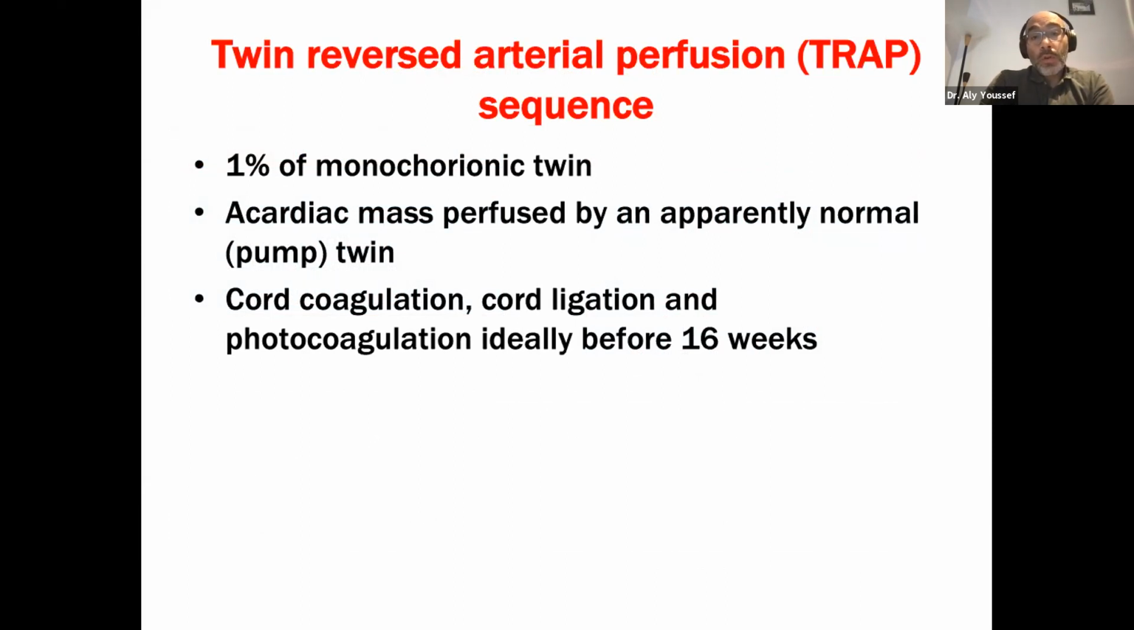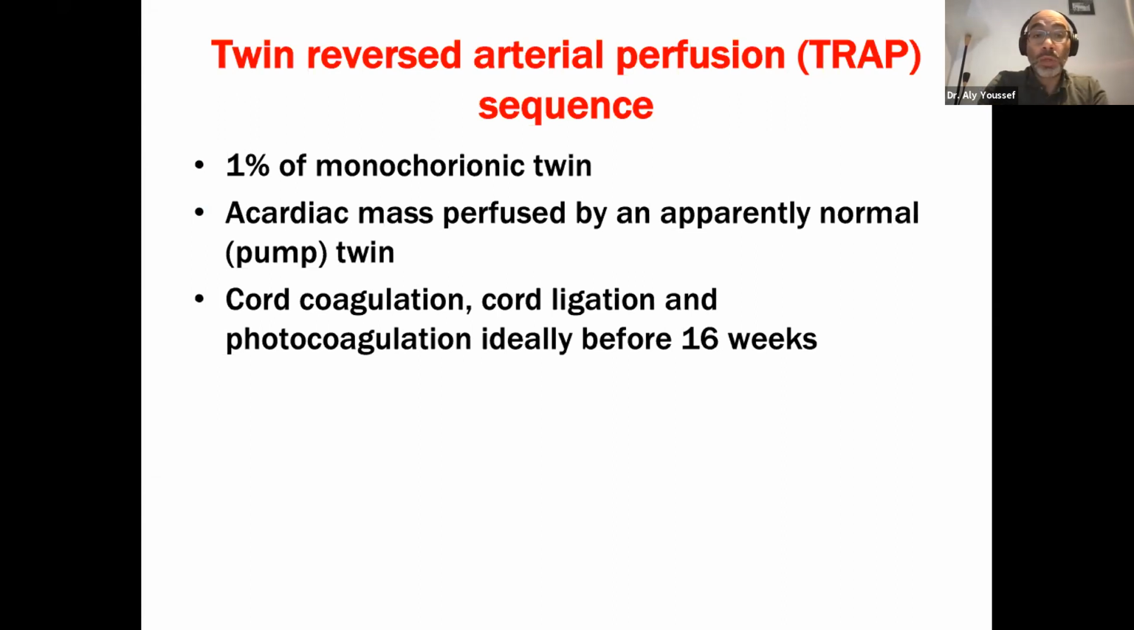This is the last specific complication that we'll discuss in the monochorionic twins, which is TRAP, twin reverse arterial perfusion sequence. It's a very rare complication of monochorionic twins. It consists of a normal baby, and the other one who is an acardiac mass. So it's a fetus without a heart, totally perfused by the normal twin, leading to an extreme overload of the fetal heart of the normal baby.